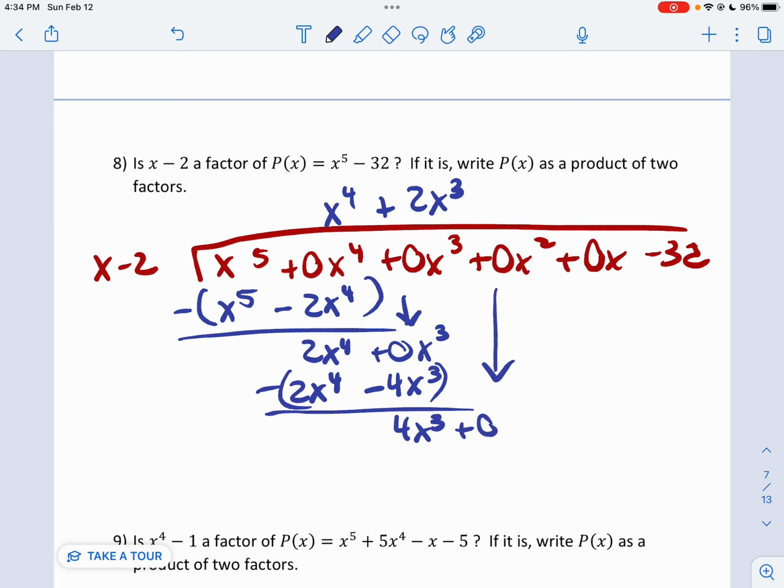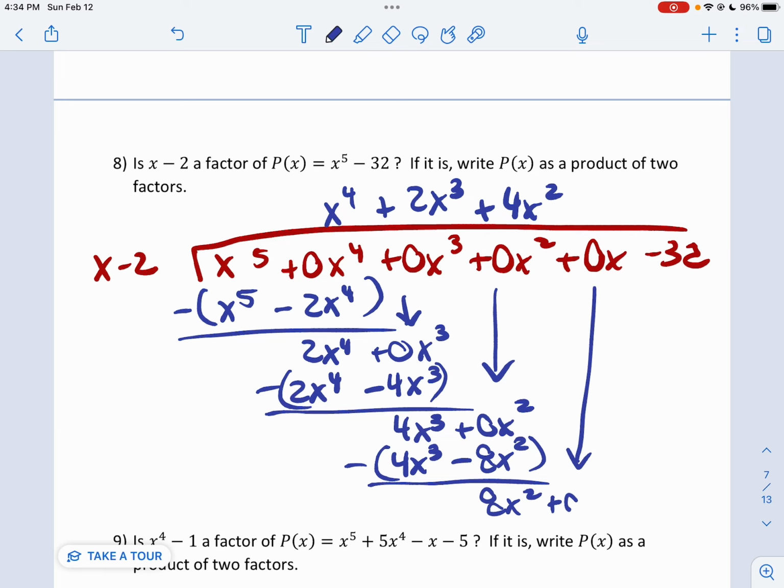Bring down the next one. X goes into 4x cubed plus 4x squared times. So this is 4x cubed minus 8x squared. I subtract the whole thing. So I have 8x squared. Bring down the next one.